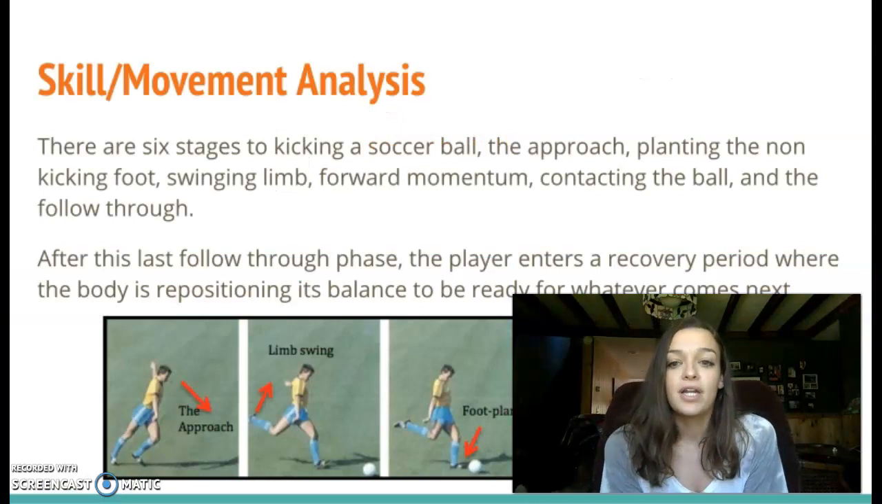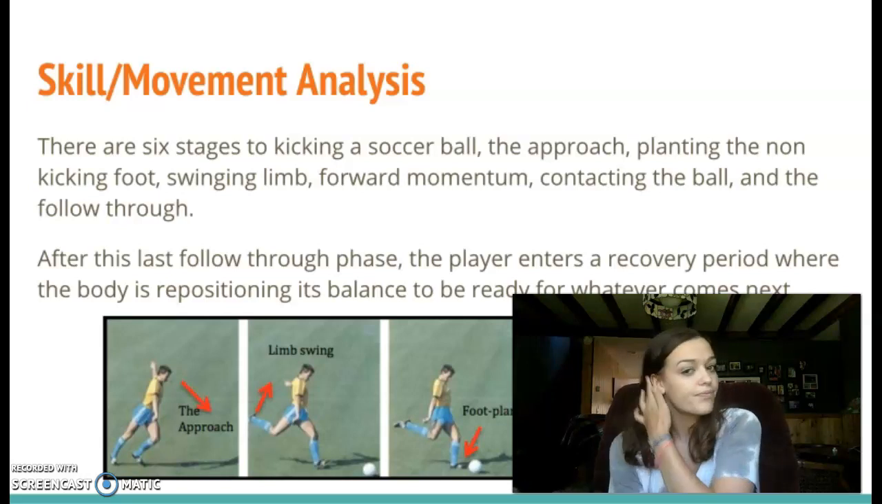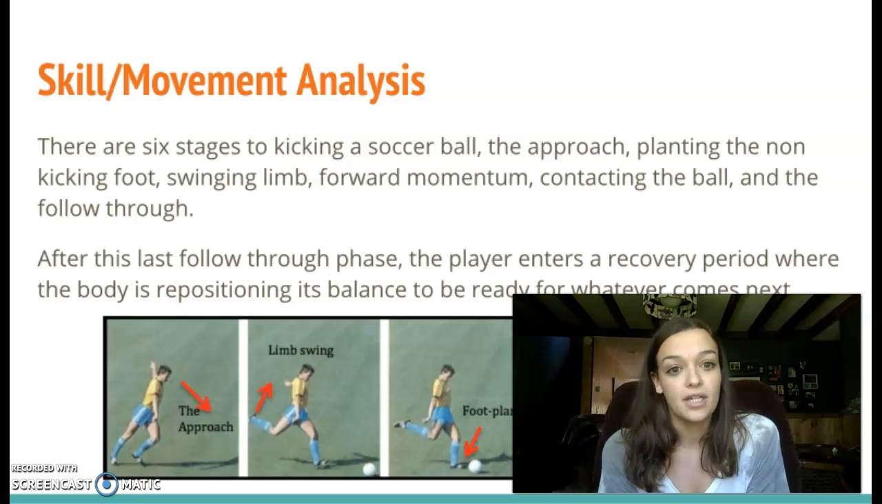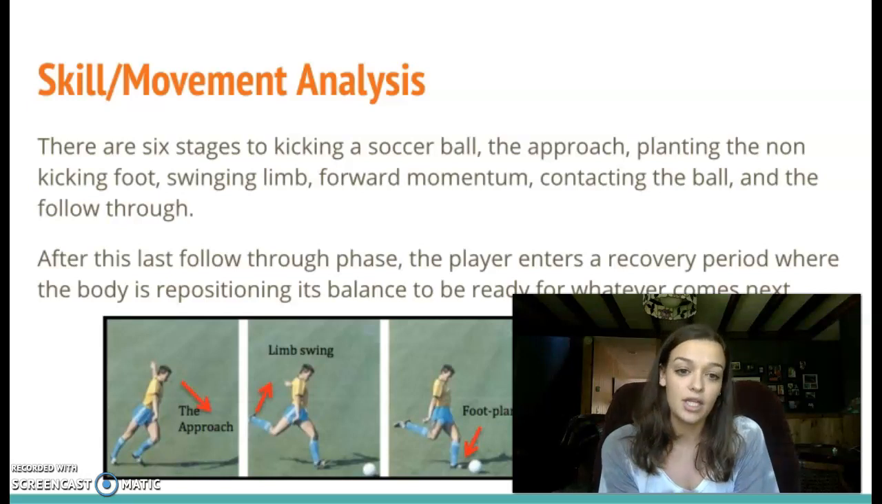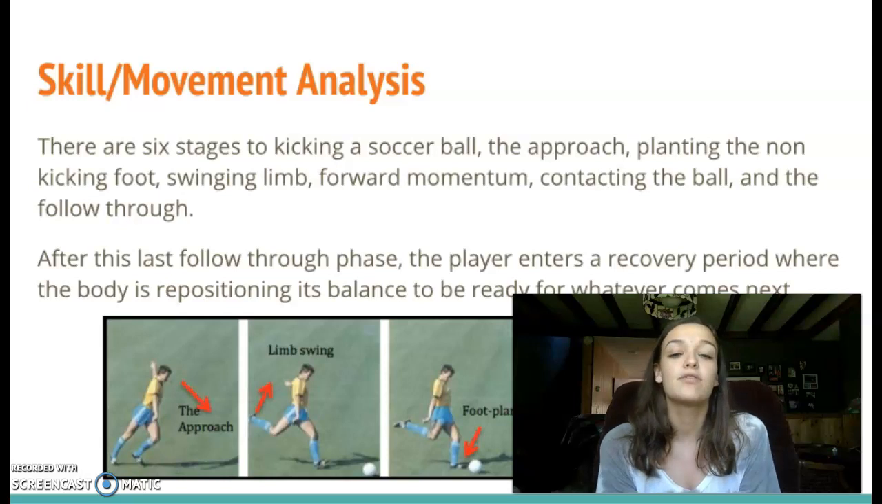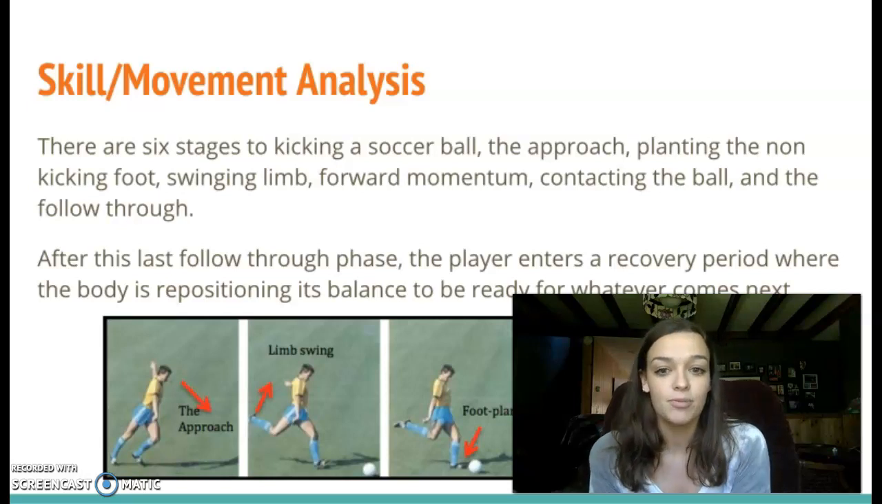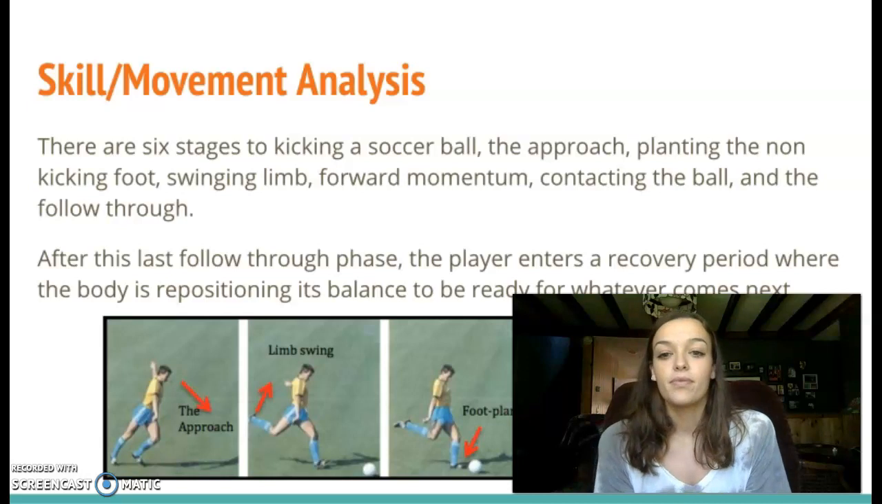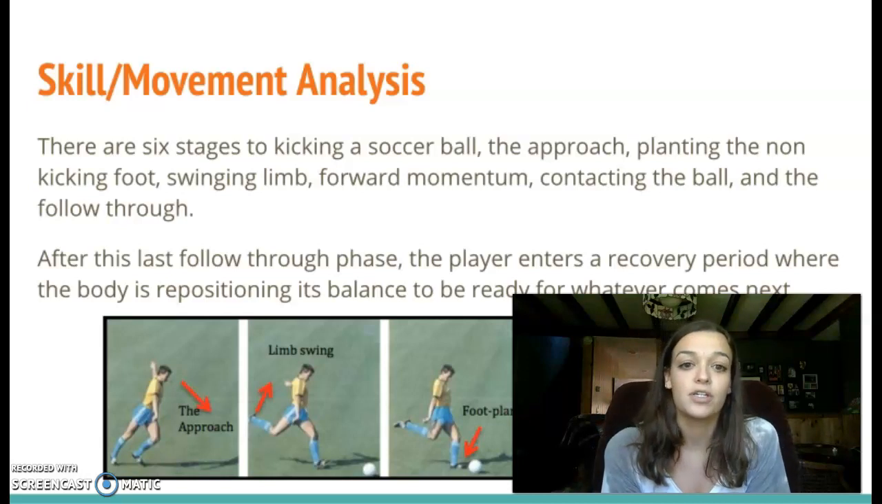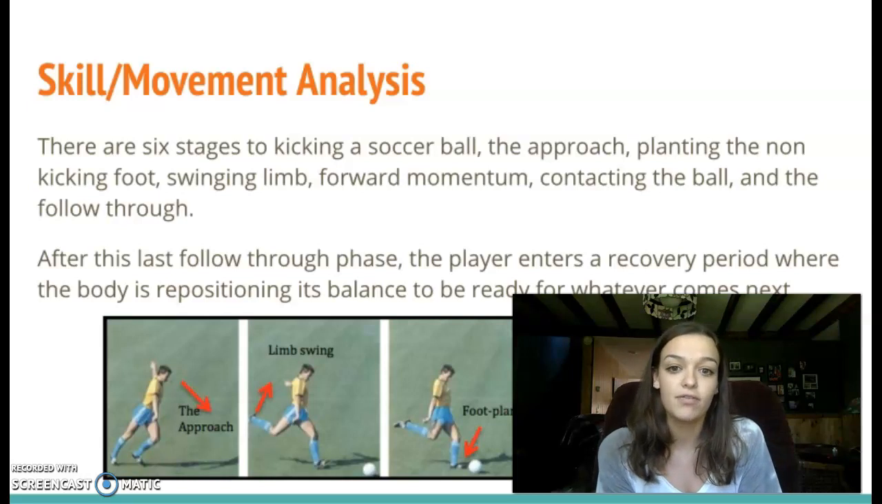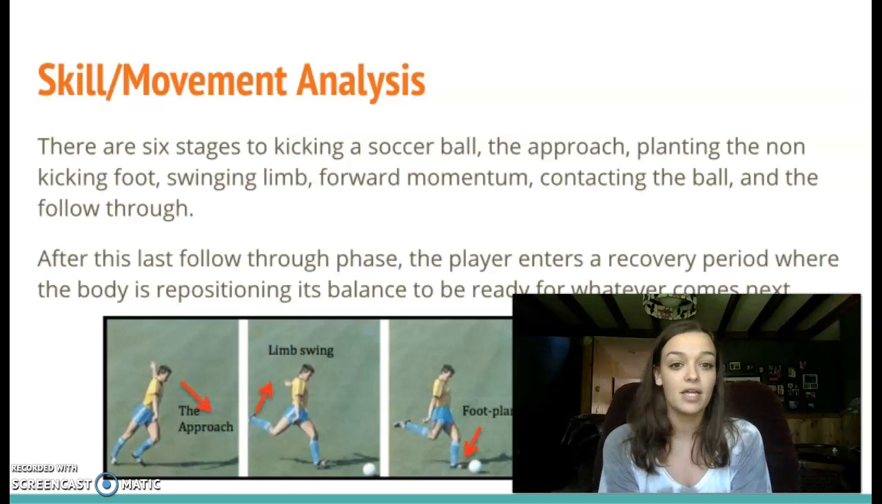For the skill and movement analysis, there are 6 stages to kicking a soccer ball in a free kick. There's the approach, planting the non-kicking foot, swinging the limb, forward momentum, contacting the ball, and follow through, as seen in the image below. And after the follow through, there's a recovery period where the body is repositioning its balance to be ready for whatever happens next.